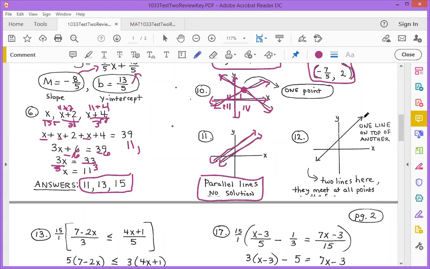The reason it'll just be one line is because your system will have two lines with the same graph, meaning those 2 graphs are going to be right on top of each other. So this will be an example of a graph that has an infinite number of solutions.